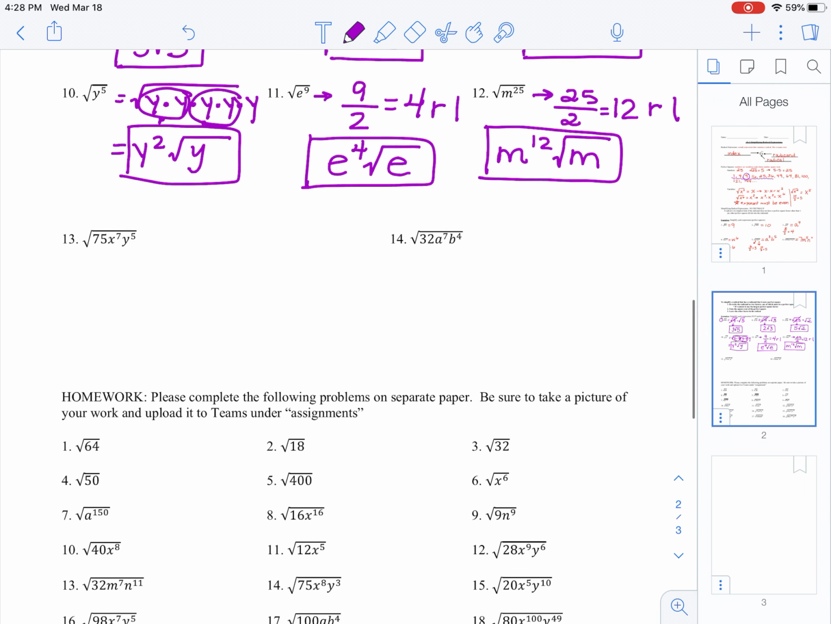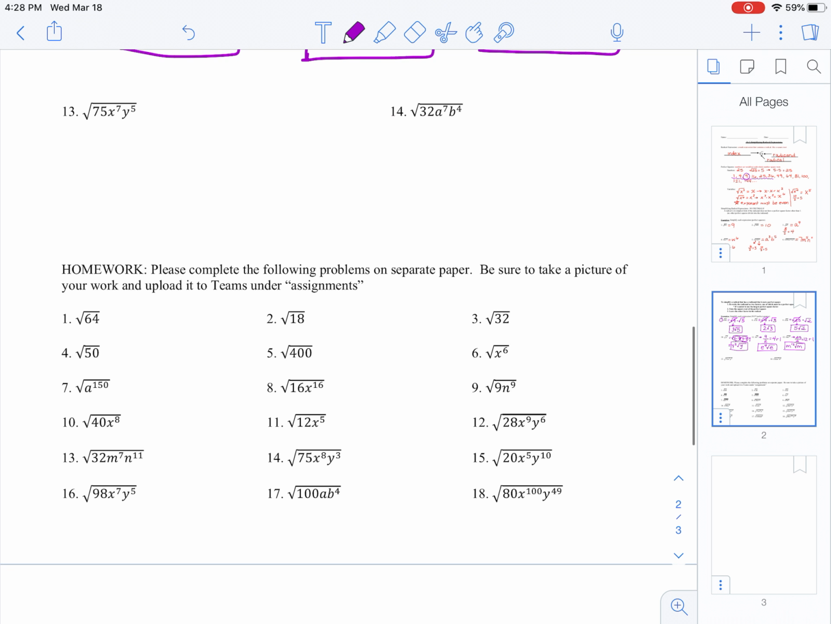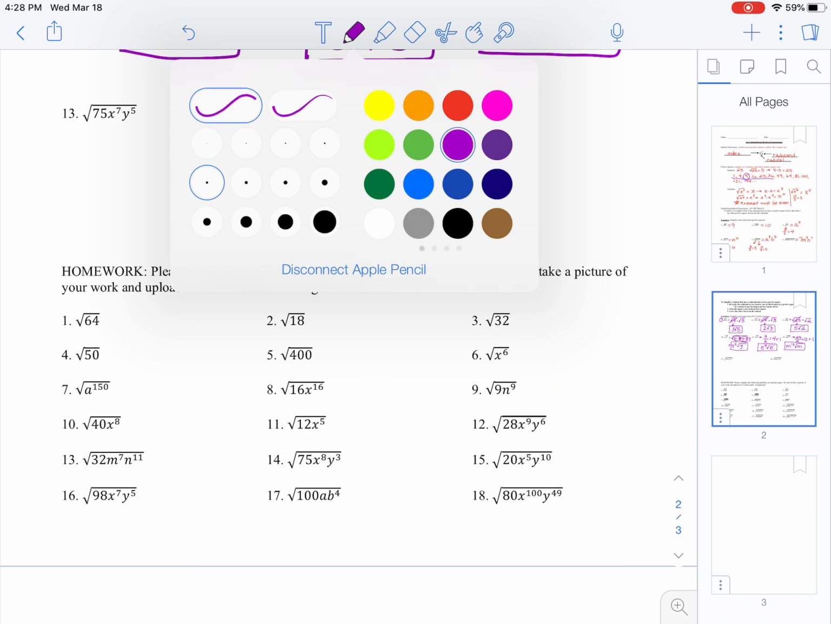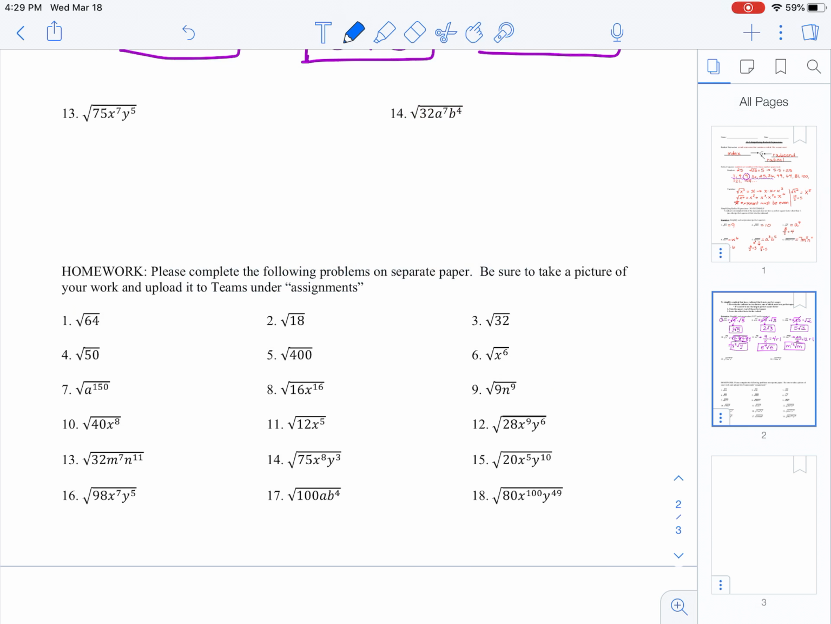In questions 13 and 14, we're going to combine together our numbers and our variables to take the square root of something that is not a perfect square. So let's take a look at number 13 first, and let's deal with just the number portion. If I start with thinking about just the square root of 75, I have to find a perfect square number that divides into 75. So 75 can be broken into 25 and 3. So I rewrite it as the square root of 25 and the square root of 3.